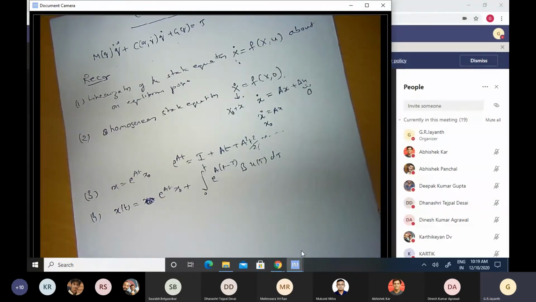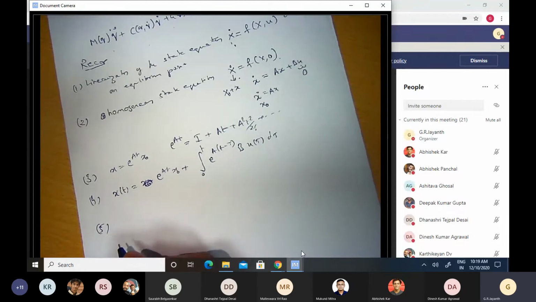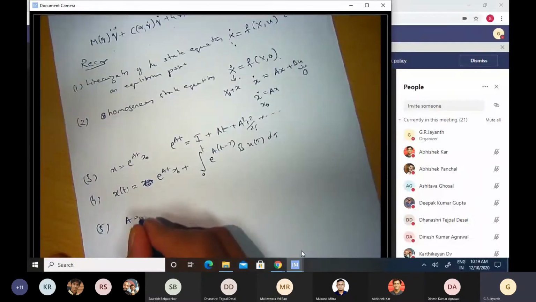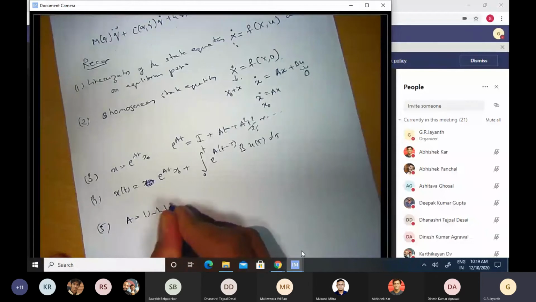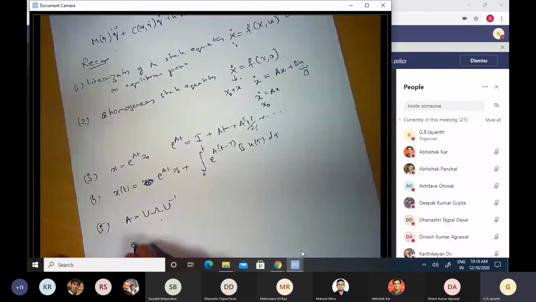Then we returned to this slightly perplexing quantity e to the power At to breathe more life into it, and we discovered along the way that we can exploit the process that we use for diagonalizing a matrix to understand e to the power At much better. In particular, we saw that if A could be diagonalized, or in other words, it had n distinct eigenvalues, then you could write A as U lambda U inverse, where lambda was a diagonal matrix. And then using this, we saw that e to the power At could be written as U e to the power lambda t U inverse.